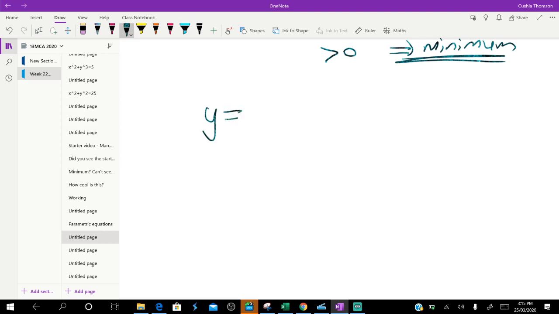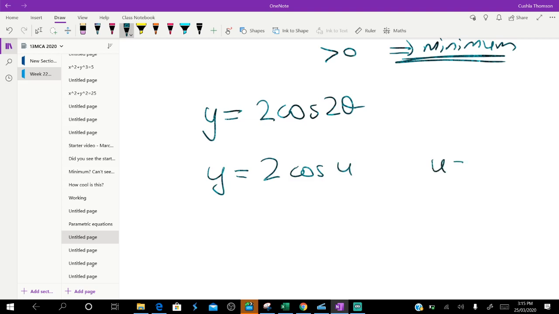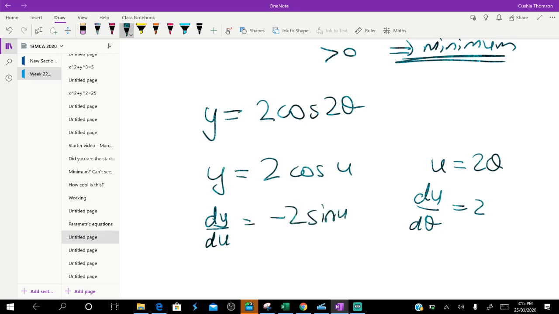But the last thing I want to do is to just go over some really basic trig derivatives. So suppose I've got y equals 2 cos 2 theta, right? And I saw lots of argument about how to differentiate that. Going really slowly, that's just y equals 2 cos u, and u is equal to 2 theta. So du by d theta is equal to 2. So when I chain rule this, I've got dy by du is equal to negative 2 sine u.